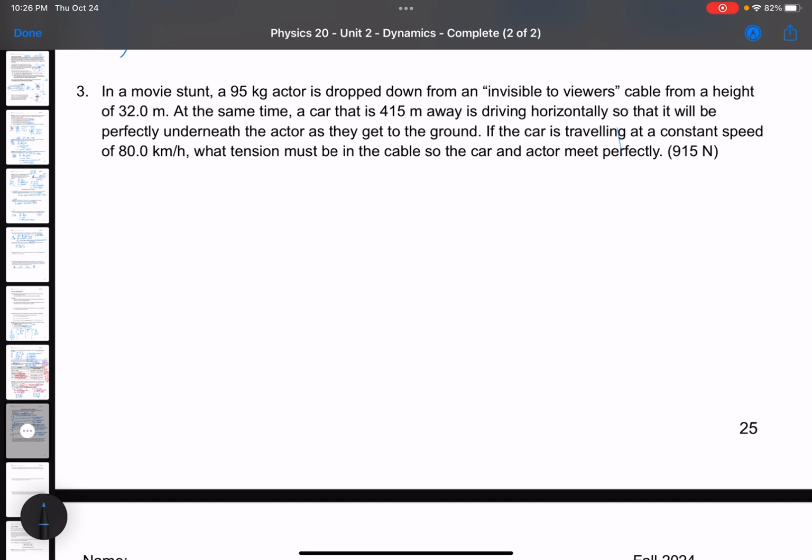The car is traveling at a constant speed of 80 kilometers per hour. What tension must be in the cable so the car and the actor meet perfectly? Okay, lots of stuff going on here. Let's try and draw a picture first and see if we can get this all sorted out.